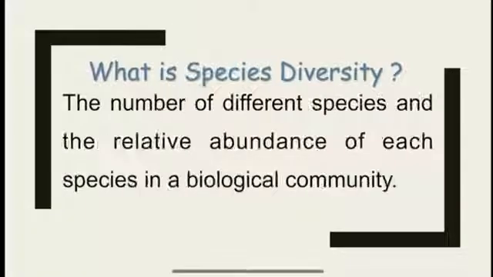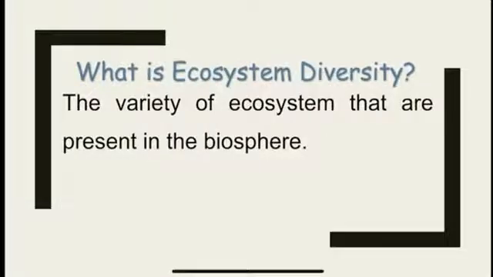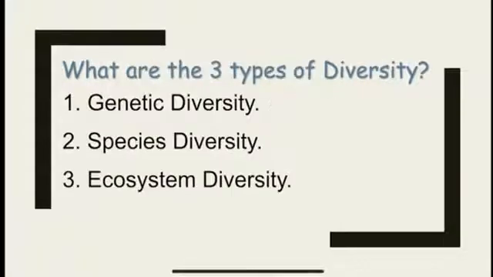comprises. What is species diversity? Species diversity is the number of different species and the relative abundance of each species in a biological community. What is ecosystem diversity? Ecosystem diversity is the variety of ecosystems that are present in the biosphere. What are the three types of diversity? The three types of diversity is genetic diversity, species diversity, ecosystem diversity.